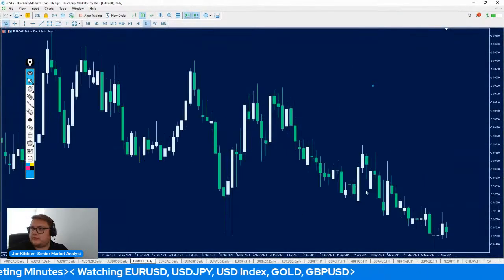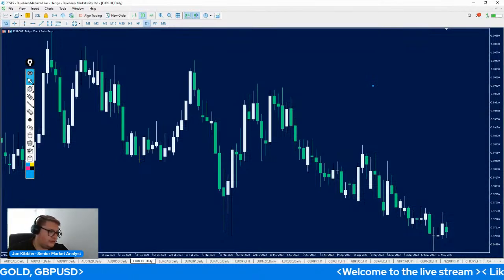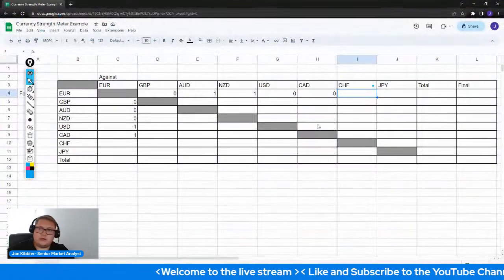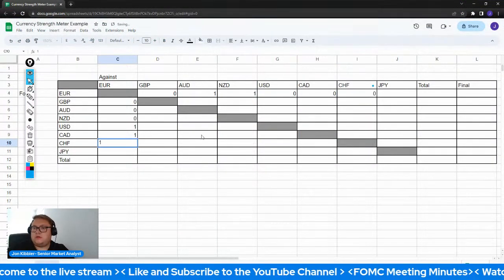So we're going to go Euro Swiss, definitely in a downward trend there. Market's making lower lows, lower highs. So again, I think Swiss franc is stronger than the euro. So I'm going to say 0 there, 1 there.